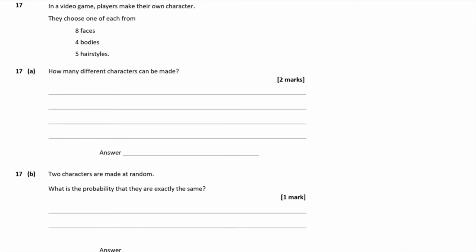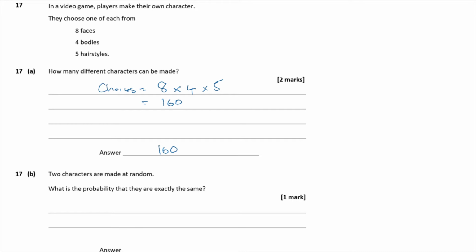Question 17. In a video game, players can make their own character. They choose one of each from 8 faces, 4 bodies, and 5 hairstyles. How many different characters can be made? Well, for each of your 8 faces, you've got 4 choices for your body and 5 choices for the hairstyle. So if you just multiply those all together, you'll get the number of choices altogether. 4 5s are 20, times 8 is 160 different characters. So the answer is 160.